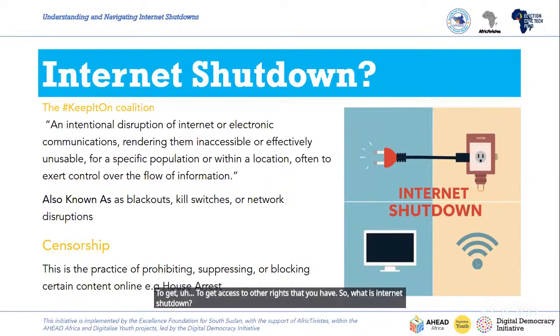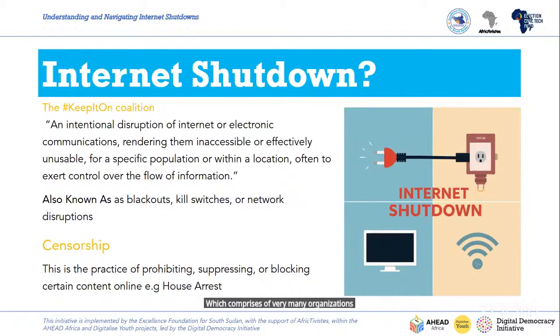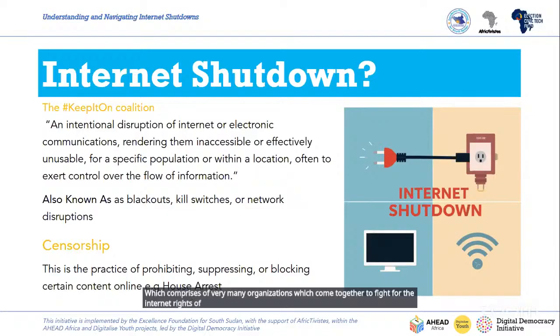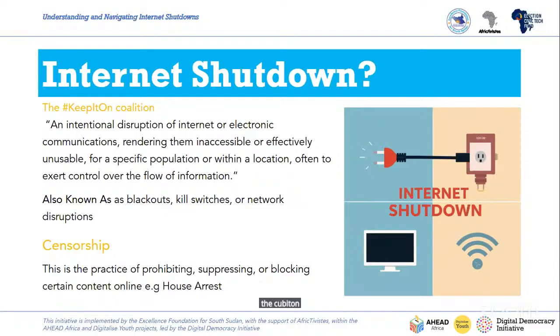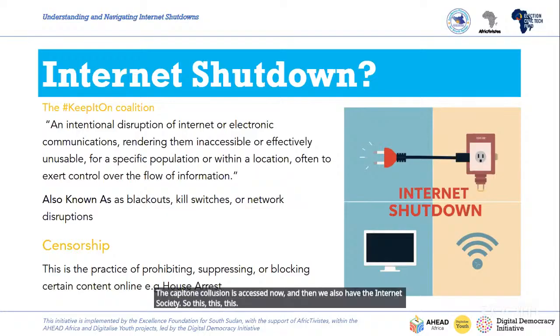According to the Keep-It-On Coalition, which is a body comprising very many organizations which come together to fight for the internet rights of human beings. One of the organizations in the Keep-It-On Coalition is Access Now, and we also have the Internet Society. These bodies came together and formed a coalition called the Keep-It-On Coalition. This coalition came up with a definition for internet shutdowns.